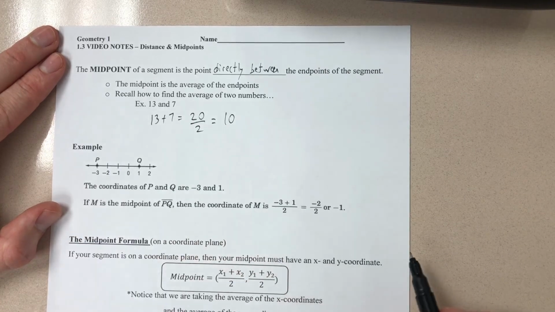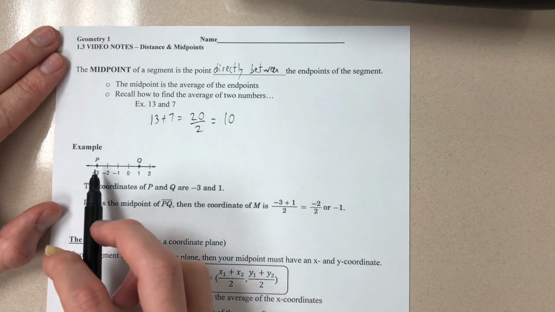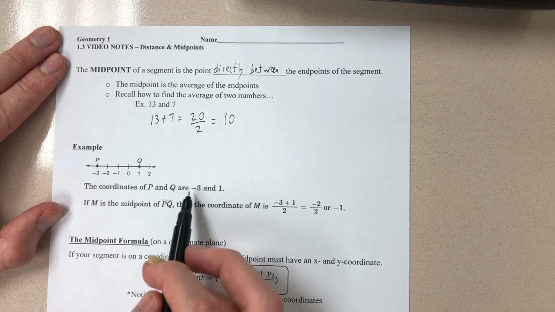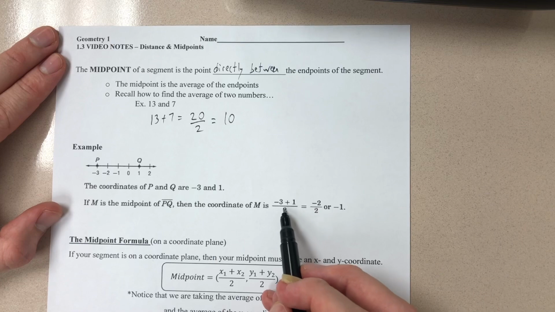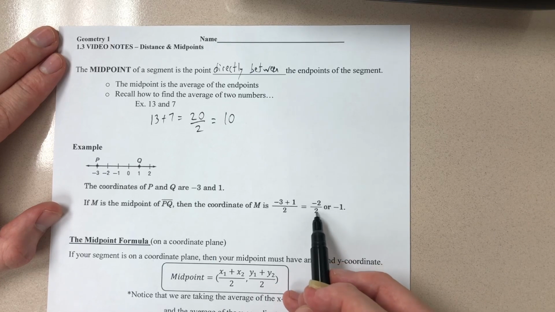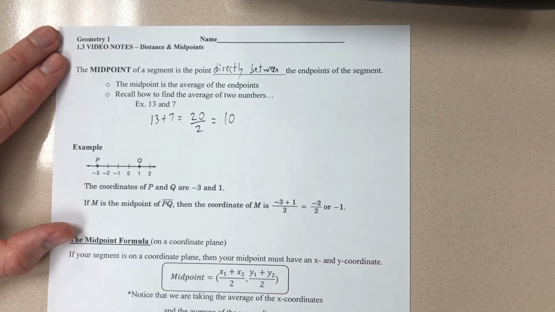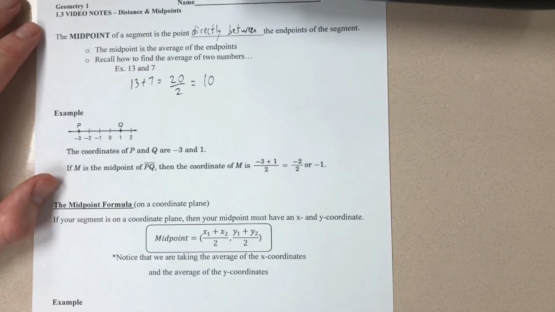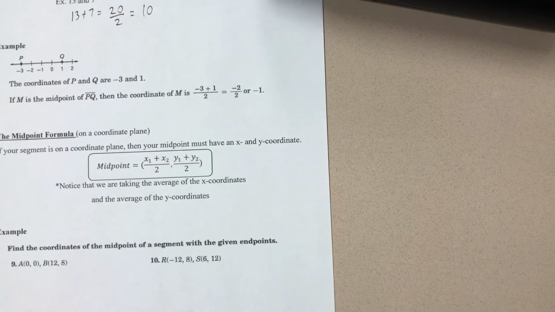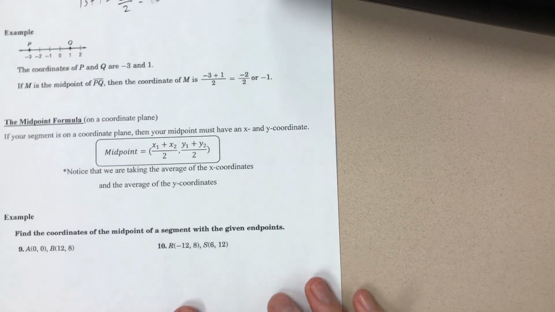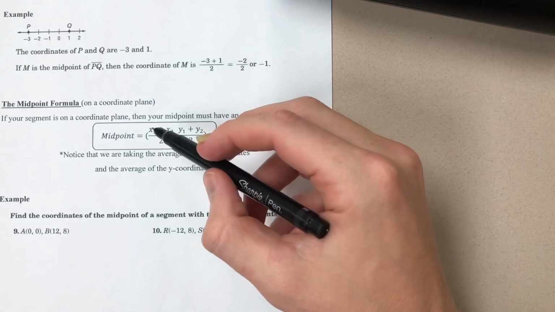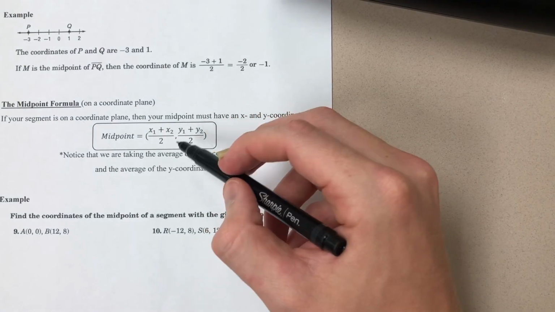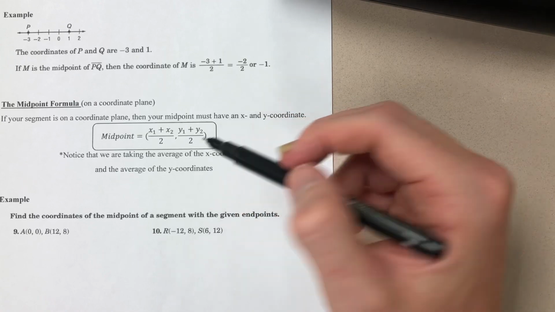Oh, gives us an example right here too. Perfect. So we have P and Q. Coordinates of P is -3, Q is 1. We add -3 plus 1 divided by 2, which is -2 divided by 2, or that gives us -1. In the coordinate plane, we have a midpoint formula, which is x1 plus x2 divided by 2, comma y1 plus y2 divided by 2.